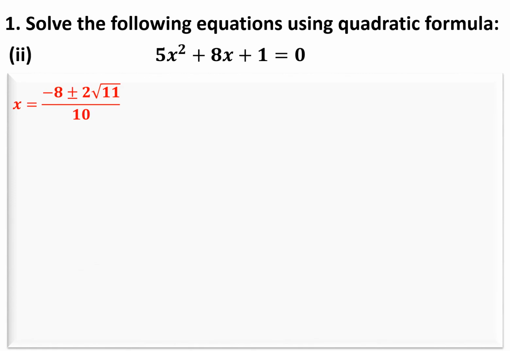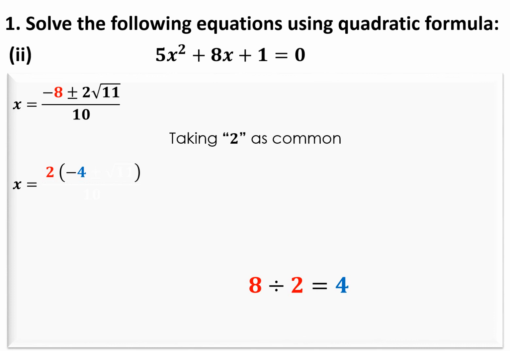x is equal to. 2 can be taken common from 8 and 2. So, taking 2 as common, this minus is written as it is. 8 divided by 2 becomes 4, as shown in details below. Plus minus is written as it is. Here, 2 is common, so only under root 11 is written. Divided by 10 is written as it is.